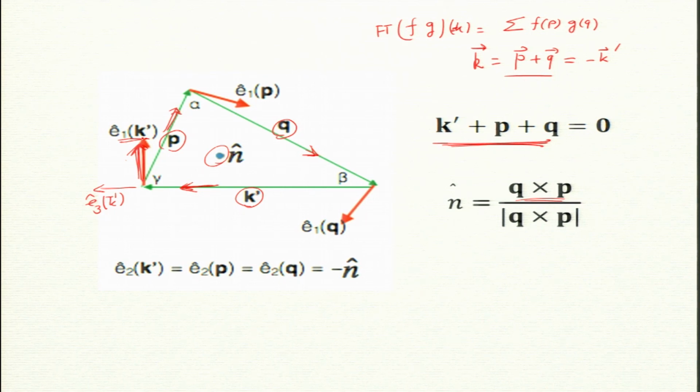What about E2? E3 cross E1, into the plane. So, my E2 is downward of k prime, only k prime. Okay. So, I have done it for k prime. What about P? Do the same thing. So, P cross n. So, this will be E1 P. What about E2? Into the plane, E2 P. So, I have written here E2 P is minus n cap, E2 k prime is minus n cap.